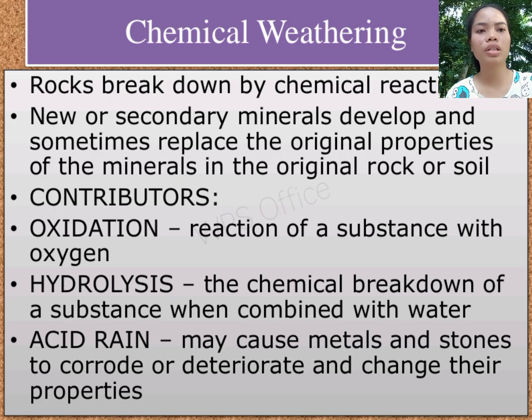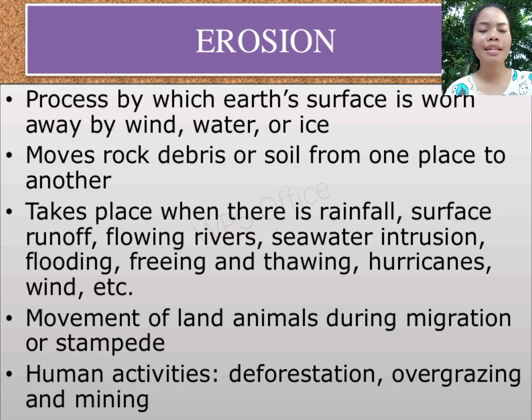like limestones. Erosion, the process by which Earth's surface is worn away by wind, water, or ice, moves rock debris or soil from one place to another. It takes place with rainfall, surface runoff, flowing rivers, seawater intrusion, flooding, freezing and thawing, hurricanes, wind, etc. Also the movement of land animals during migration or stampede, and human activities such as deforestation, overgrazing, and mining.